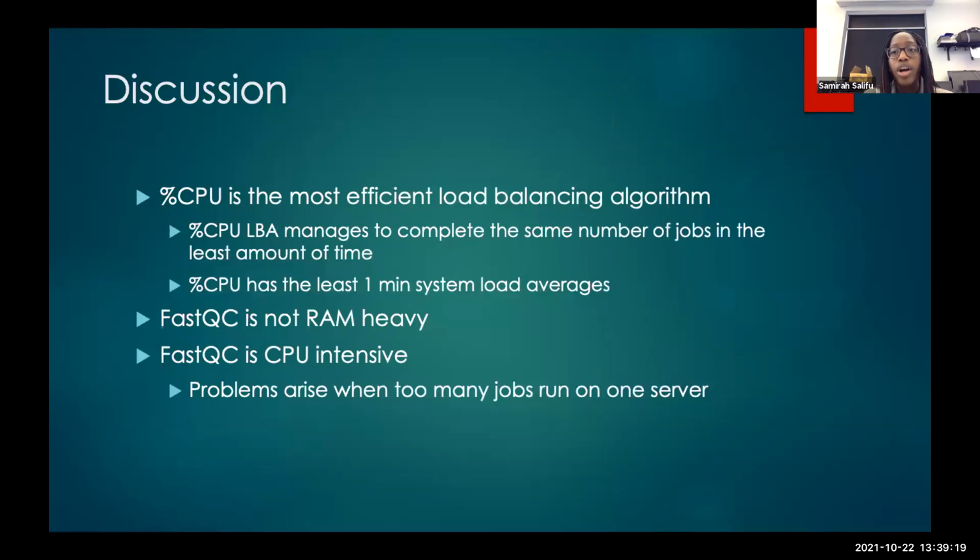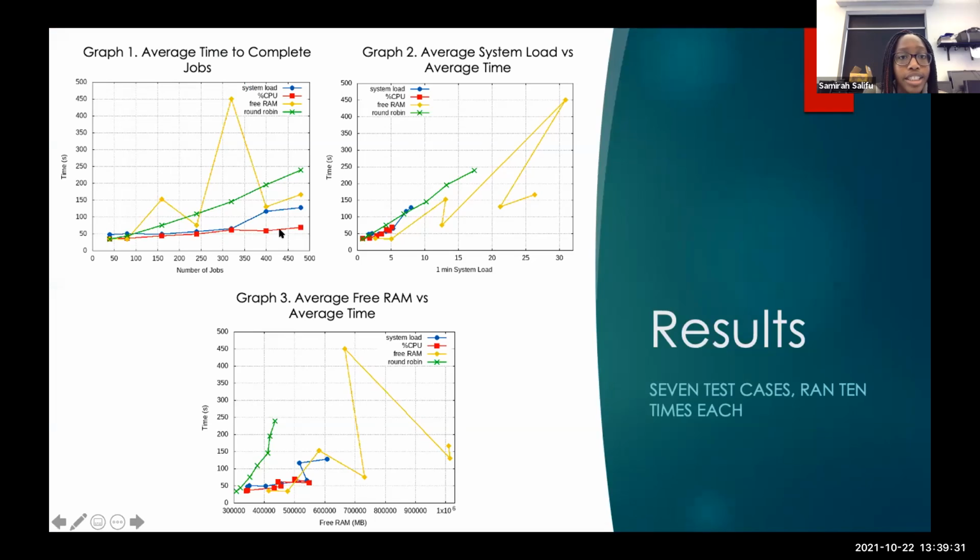And so based on our results, it was concluded that percent CPU is the most efficient load balancing algorithm. It's because it manages to complete the same number of jobs in the least amount of time. As we can see here, percent CPU is the lowest in this graph, and it also has the least system load for basically all of the test cases.